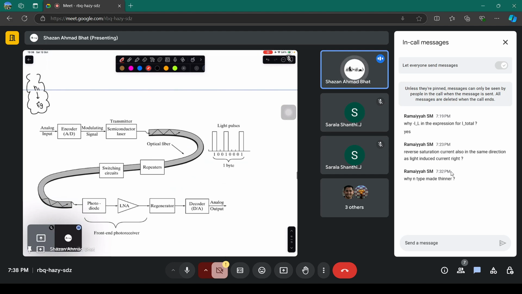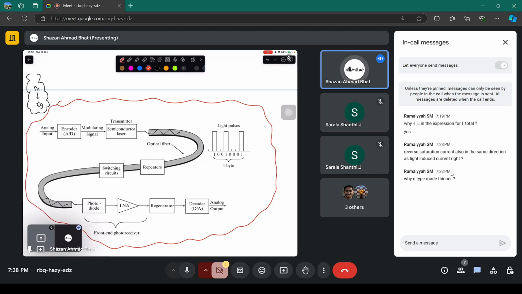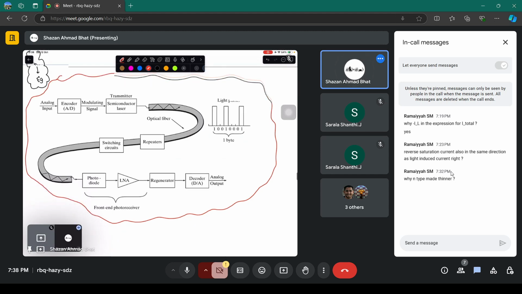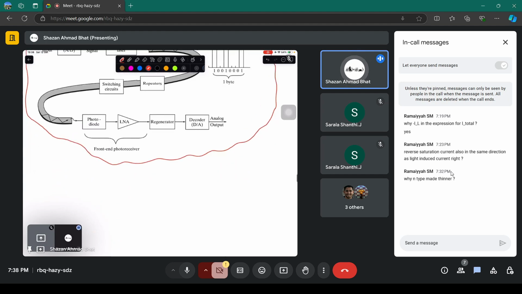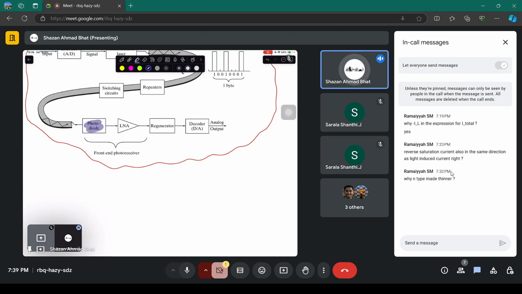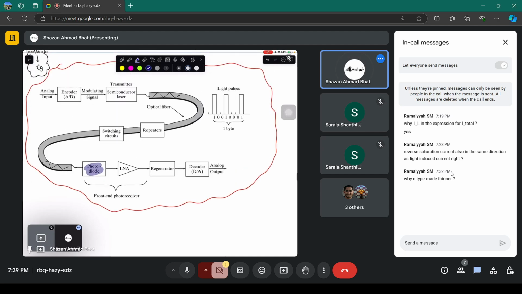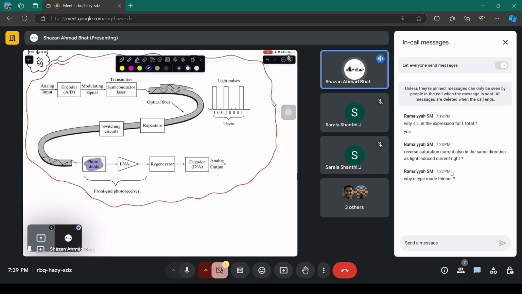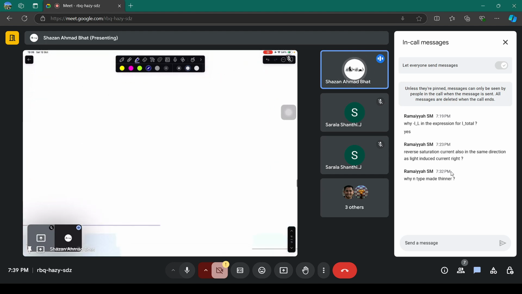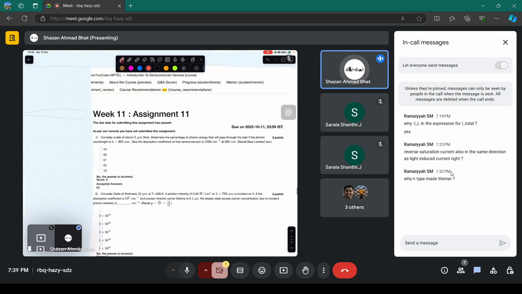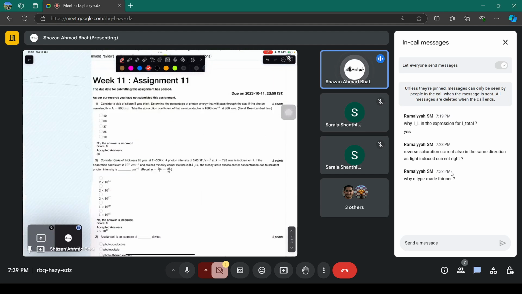This is basically I wanted to show the overall schematic of where the optical systems are used in the communication. Whatever you have studied till now, you have studied the photodiodes, you have not studied the laser yet, but let's talk about it in the last lecture maybe. So let's directly jump onto the questions first.